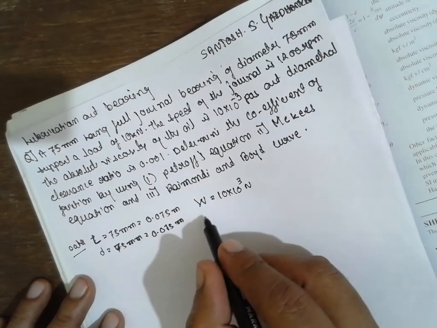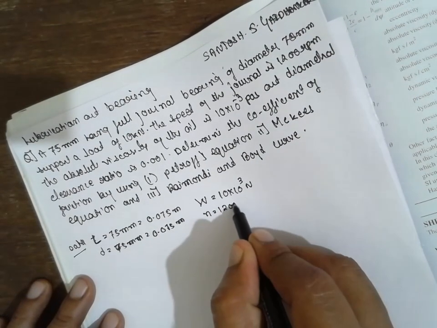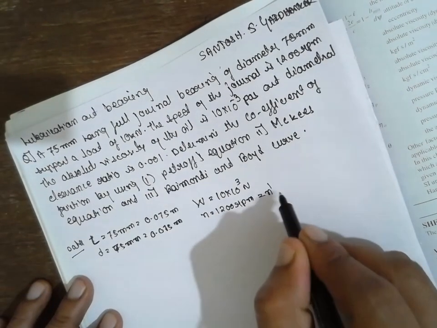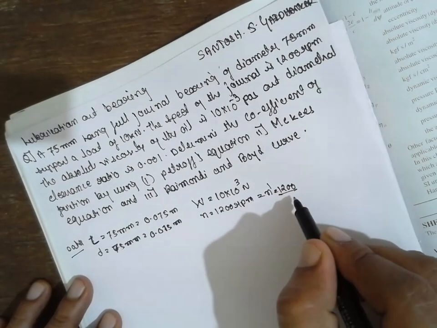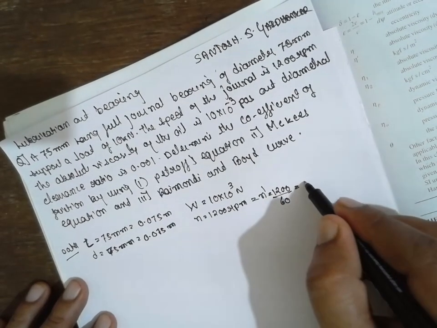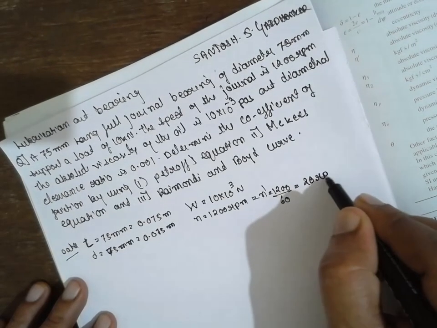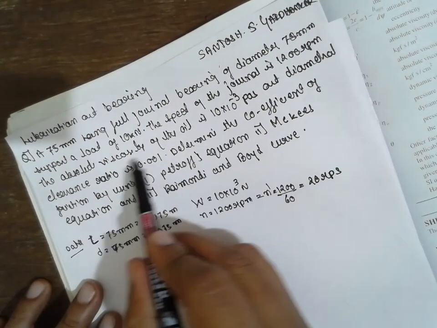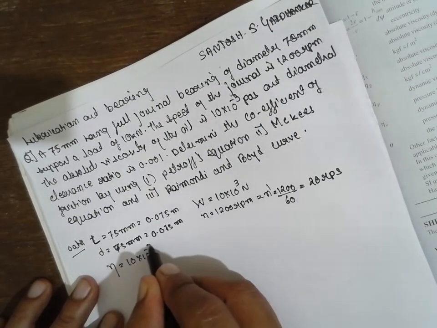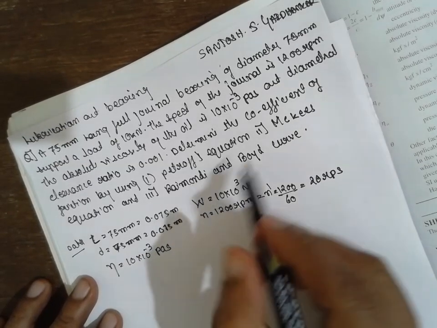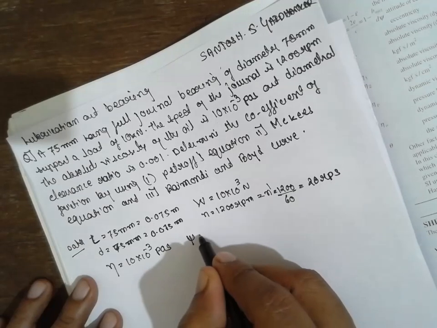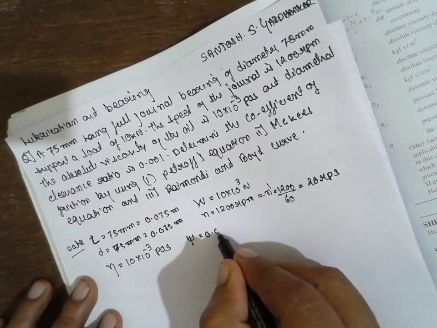Next, the speed is given: 1200 RPM. We have to convert it into RPS. That means N dash is 1200 divided by 60, which gives about 20 RPS. Next, the absolute viscosity, eta, is 10⁻³ Pascal second. The diameter clearance ratio, psi, is 0.001.